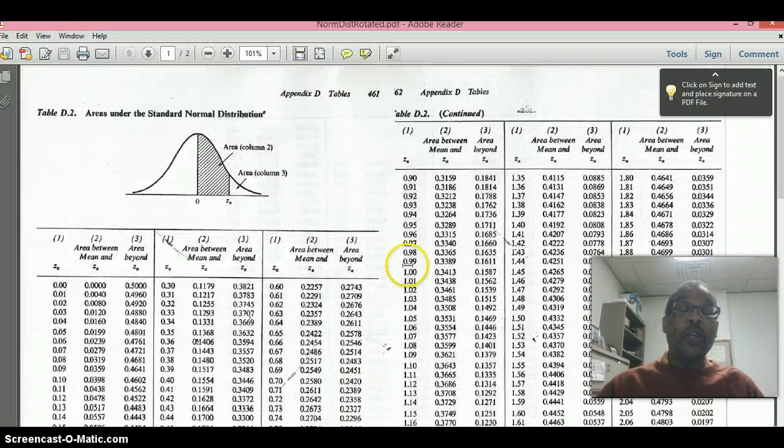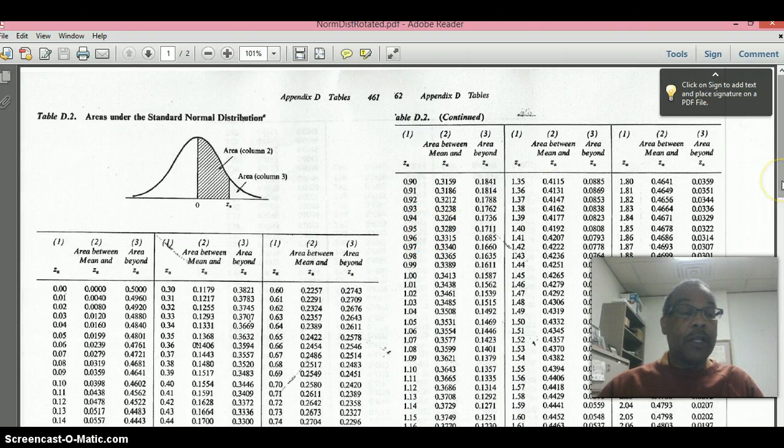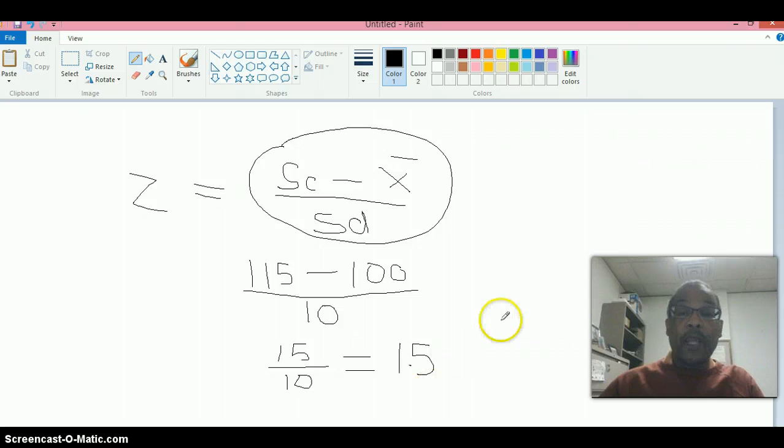Now, what do you do with that z-score? So let's go to the standard normal distribution table. Now, let me introduce you to this table and then we'll get back to determining what we do with the 1.5. I want you to notice a number of things with this table. This table has 3 columns. The first column, column 1, gives us a z-score. Notice where my cursor is. Column 2 gives us an area between the mean and the z-score, and column 3 gives us the area beyond the z-score.